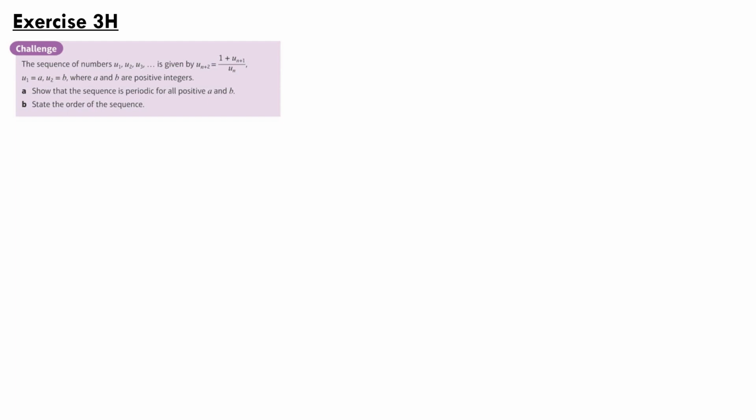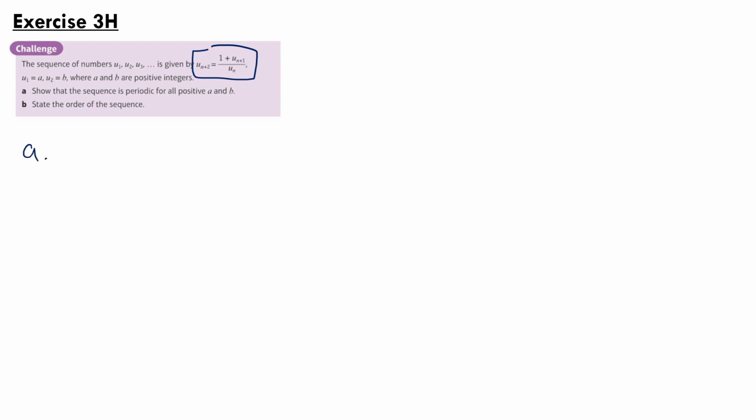Okay, so this question from exercise 3H says the sequence of numbers u1, u2, u3 is given by u(n+2) = (1 + u(n+1))/un. And u1 equals a, u2 equals b, where a and b are positive integers. Part A asks us to show that the sequence is periodic for positive a and b.